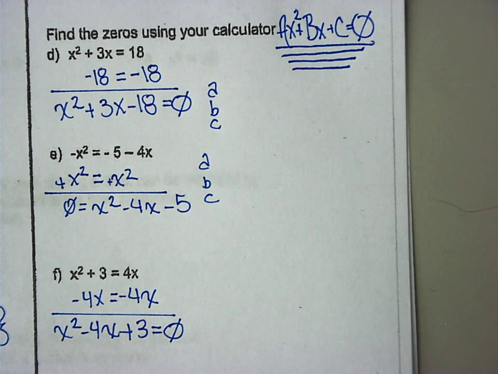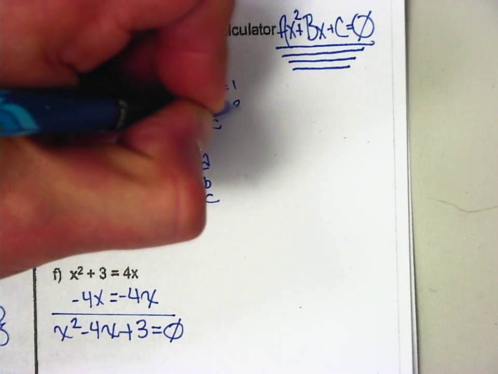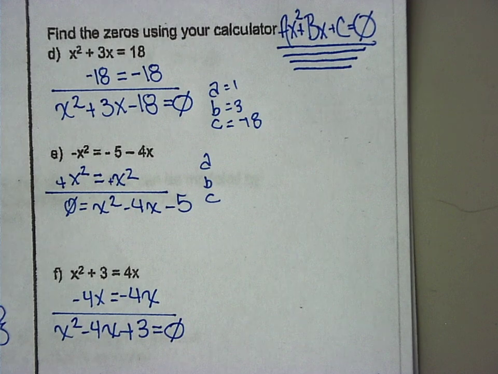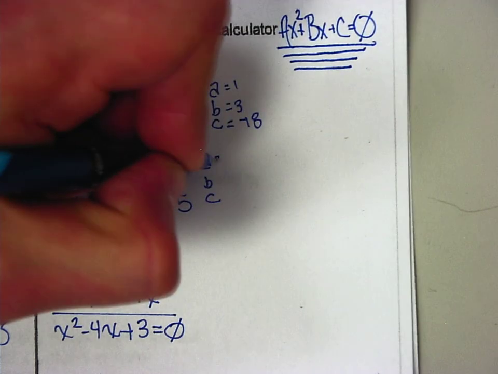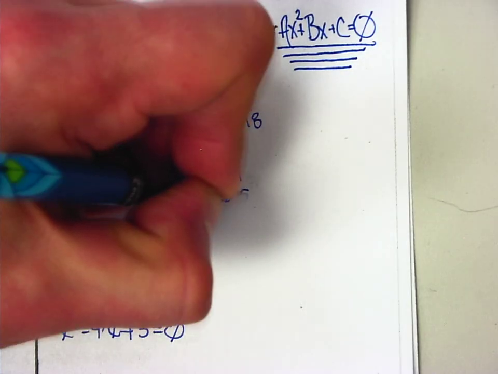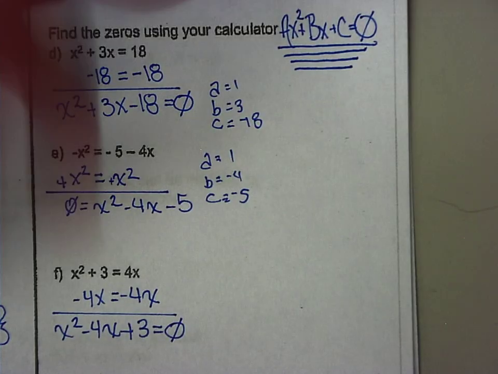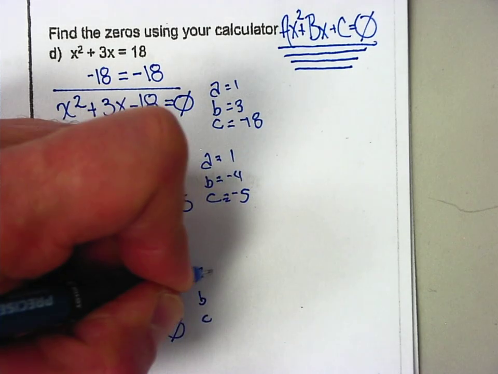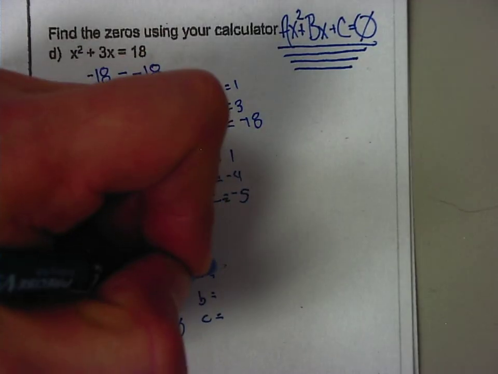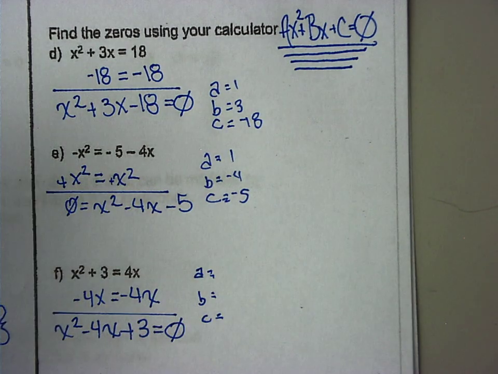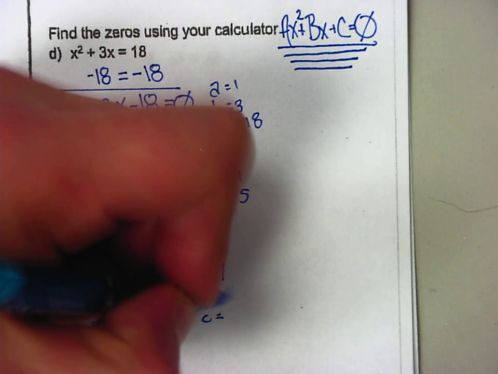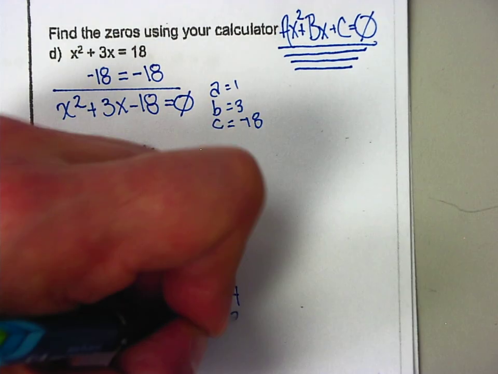So for the first one, it's going to be 1, 3, and negative 18. In that same manner, just like we did in the example on the left-hand side. For letter E, my coefficients will be 1, negative 4, negative 5. For F down here, my A, my B, my C. My A is 4, negative 1, and negative 3. Excuse me, positive 3. So it's going to be 1, negative 4, because I subtracted that 4x, and then a positive 3.